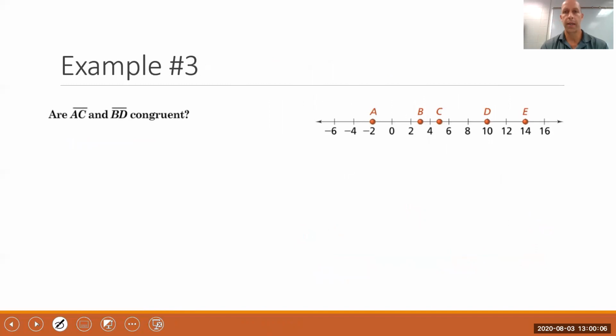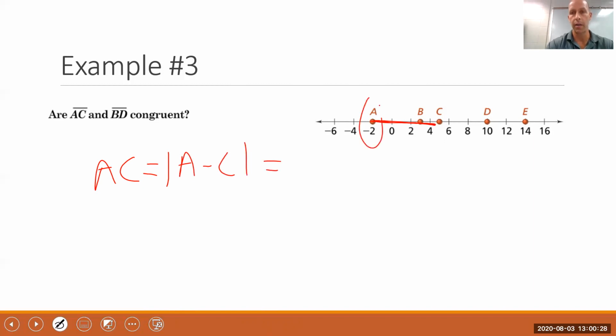All right, so now example 3 asks us, is segment AC congruent to segment BD? Okay, so let's do AC first. Let's see if we can figure out what AC is. So AC, according to our ruler postulate, in the distance formula, is going to be A minus C. Okay, well, what's A? Well, A is negative 2. What's C? C is, I think that's a 5. So I think that's going to be 7, right? So the distance between those two guys is 7.